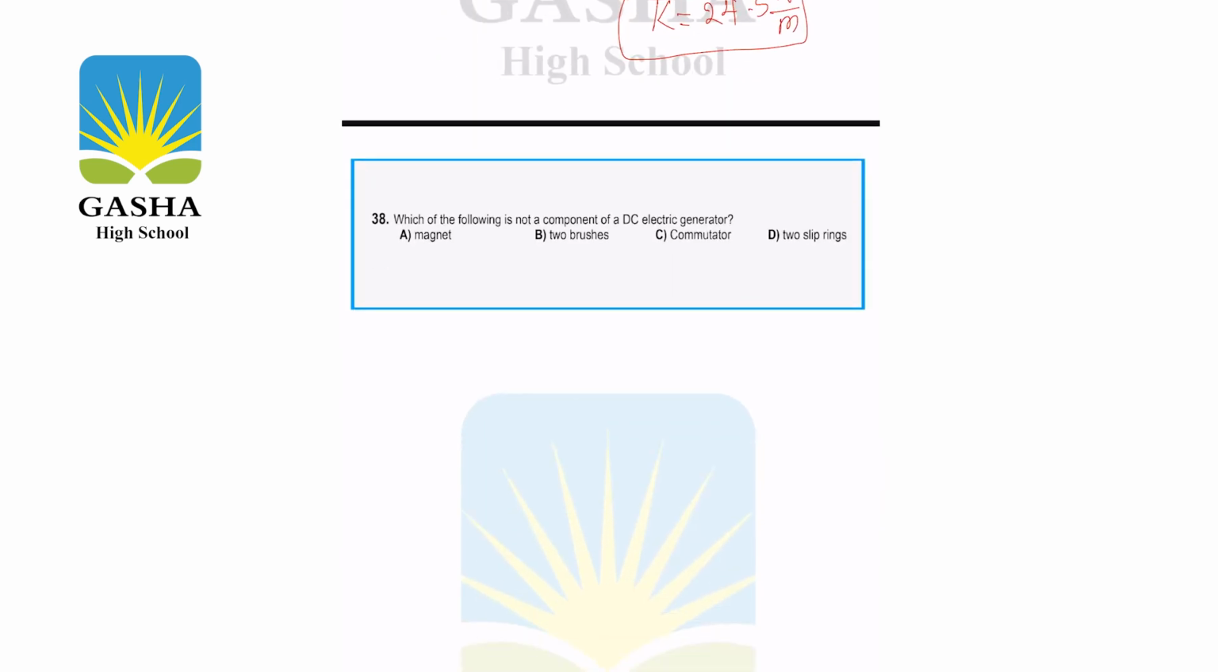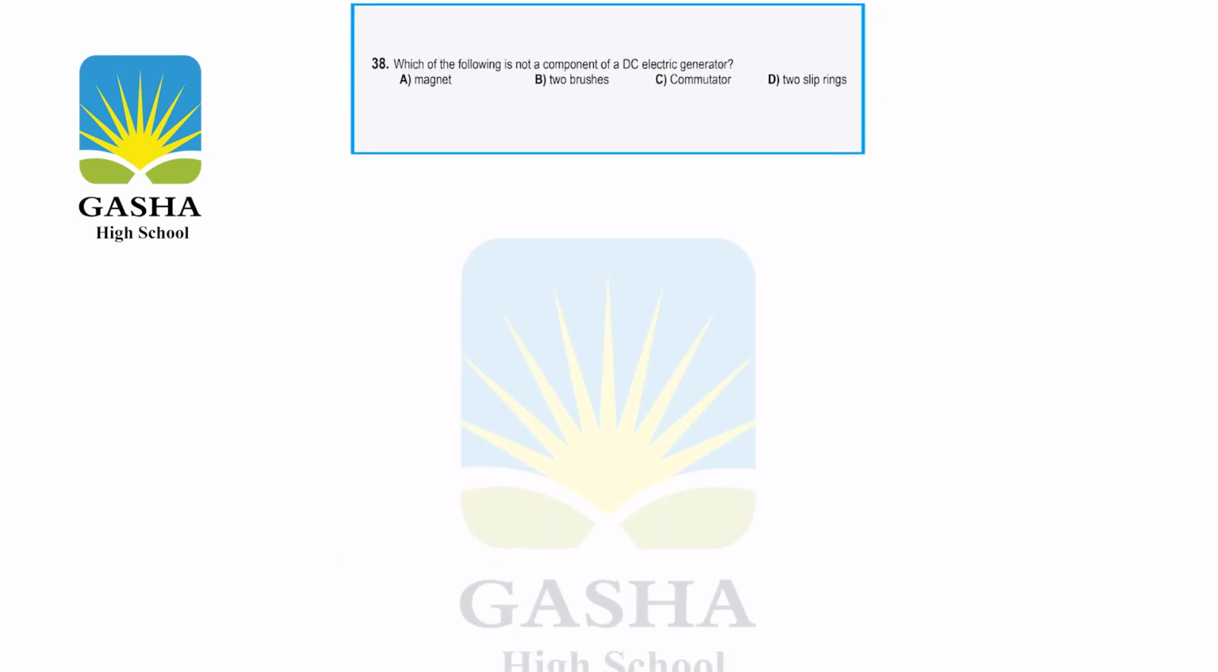Question 38. In question 38, here again is chapter 6. Which of the following is not a component of a DC electric generator?